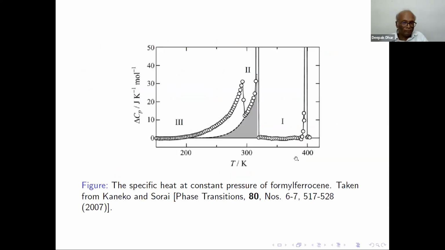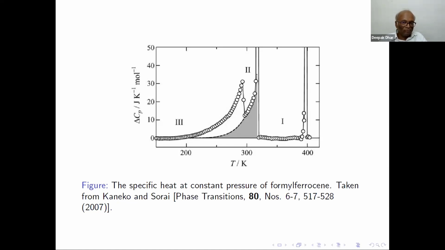So here, just for the sake of making the problem concrete, there is some material, formylferrocene, and here it is plotted the specific heat at constant pressure as a function of temperature. And you can see that there are 2 very sharp peaks, which eventually become delta function like. So there is latent heat at 2 points. And there is another transition in which there is no latent heat, but the specific heat seems to jump. There is a clear peak, at least in the experimental data.